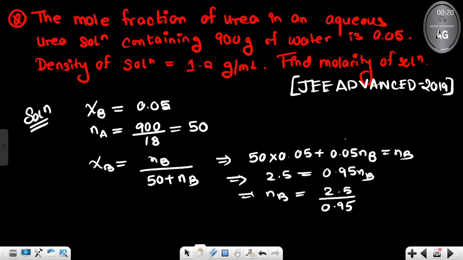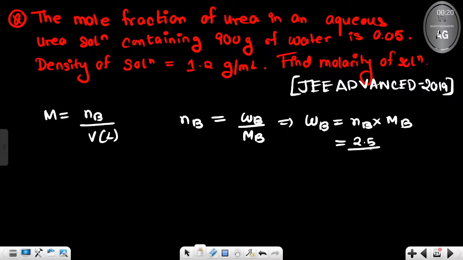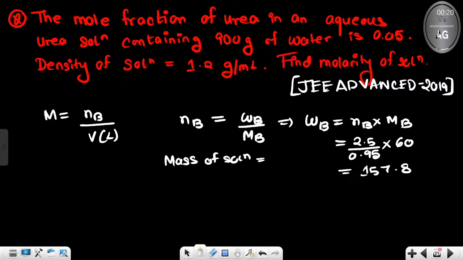এই এক্ষুনি বেরোলো 2.5 ডিভাইডেড বাই 0.95, আর মলিকুলার ওয়েট হলো 60। এটাকে সলভ করলে কত আসবে? 157.8। ঠিক আছে, তাহলে এখান থেকে আমি লিখতে পারবো মাস অফ সলিউশন ইকুয়াল টু 900 প্লাস 157.8 ইকুয়াল টু 1057.8 গ্রাম। হলো? তাহলে মাস অফ দ্য সলিউশন পেয়ে গেছি। তাহলে ক্যান আই নট ফাইন্ড দ্য ভলিউম অফ সলিউশন?